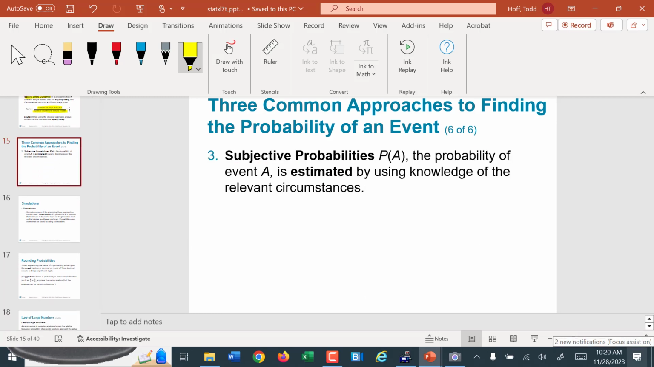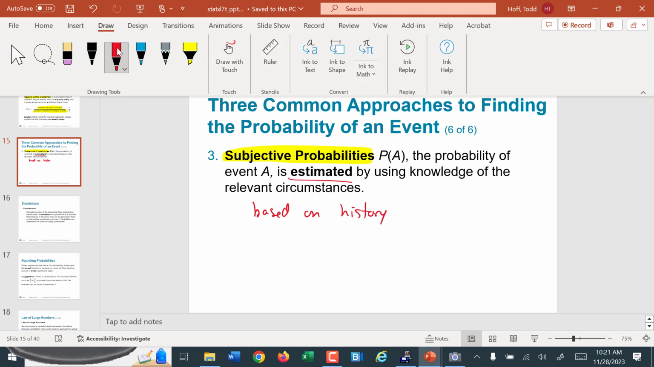And then finally, we have subjective probabilities. Subjective probabilities are often misunderstood. Many people say, well, it's just an educated guess. It's a little bit more than that. It's an estimate, but it's based typically on history.